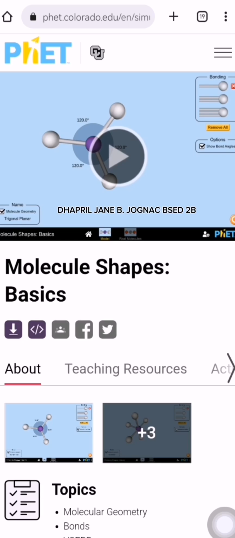Hello everyone, today we'll talk about molecule shapes basics using PhET simulation. In chemistry, the shape of a molecule plays a crucial role in determining its properties and behavior.